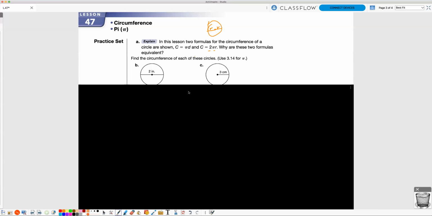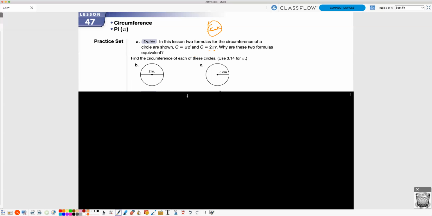Letter B. Find the circumference of each of these circles. So 3.14 for pi would be, in this case, 3.14 times the diameter. So in this case, you'd want to have circumference equals pi times diameter. And in this case, you'd plug in the values. For letter B, circumference equals 3.14 times, in this case, 2 inches. All right, go ahead and figure out the letter B.